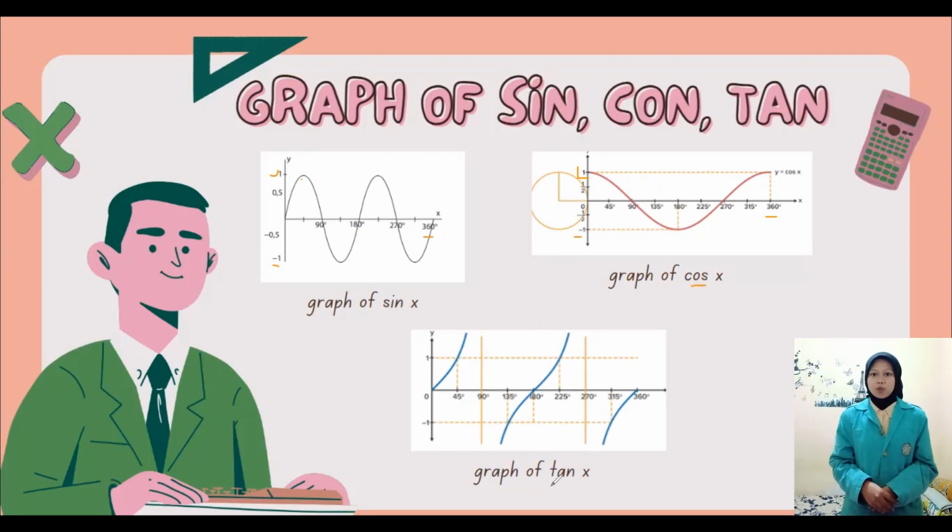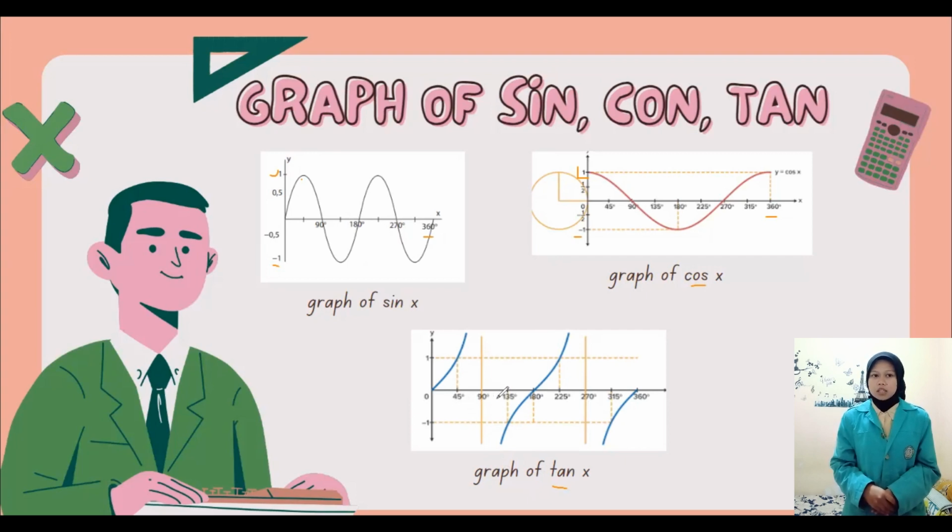Okay, last we will analyze the tan x graph characteristics. From the graph, we get information that the tan x graph has vertical asymptotes. Asymptotes are straight lines that are increasingly approached by a curve but never intersect.